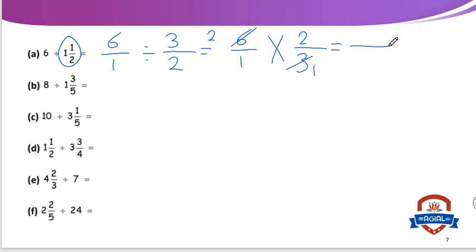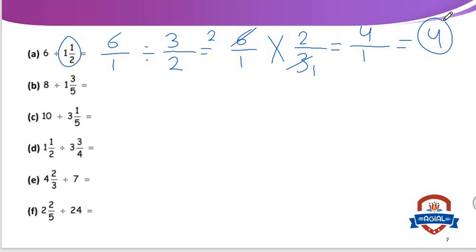And multiply the two numerators and the two denominators. 2 multiply 2 equals what? Who can say? 2 multiply 2 equals 4. And 1 multiply 1 equals 1. 4 over 1, or we can write 4 in the simplest form. So 6 divided by 1.5 equals 4.